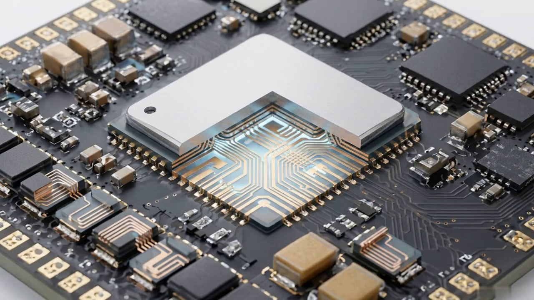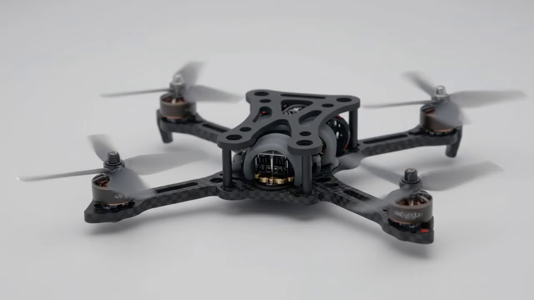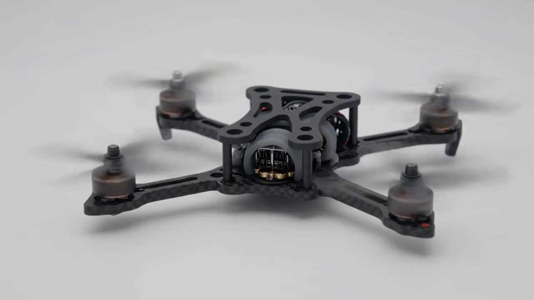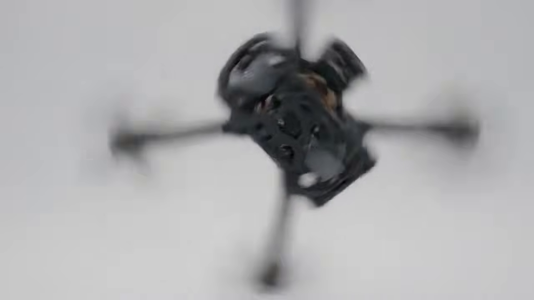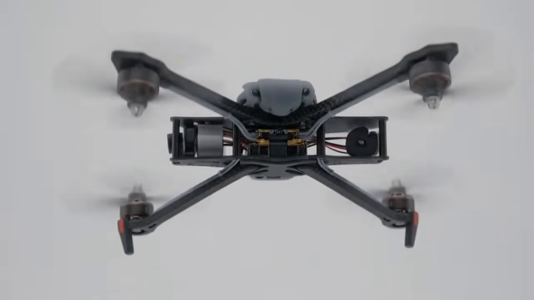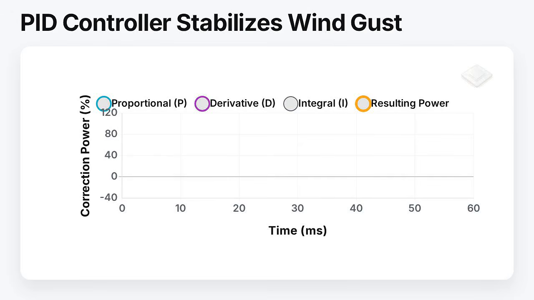At T plus 0.002 seconds, the brain has the data, but adding power blindly would likely cause the drone to violently overcorrect and flip in the opposite direction. The flight controller processes this data through an algorithm called the PID loop: proportional, integral, and derivative. Each stream performs a different calculation to find the exact power required.